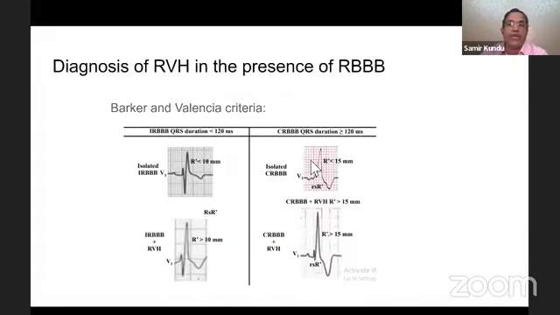Diagnosis of right ventricular hypertrophy in presence of right bundle branch block is another difficult situation. But Barker and Valencia criteria: in case of incomplete RBBB, if there is R wave height more than 10 millimeter, and in case of complete RBBB, if there is R wave height more than 15 millimeter, then suggestive of right ventricular hypertrophy in the presence of RBBB, but sensitivity and specificity is lower.